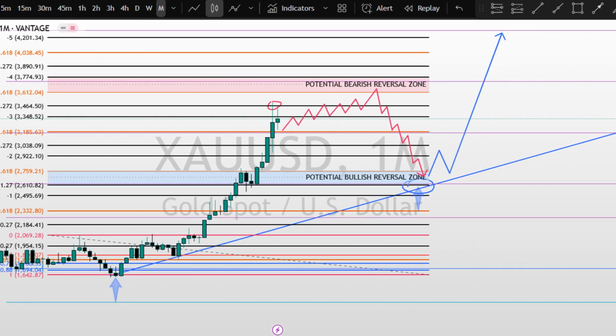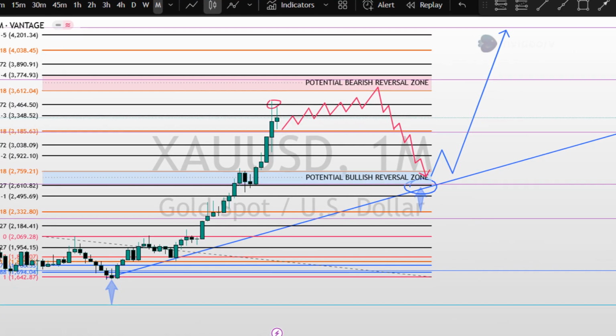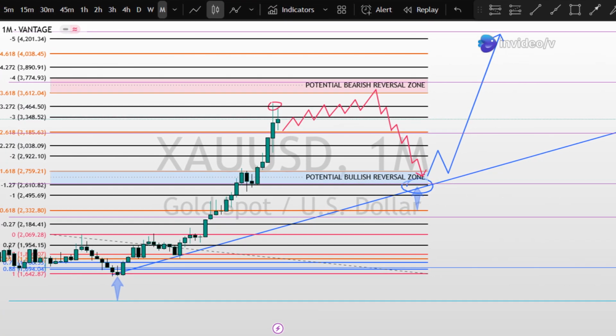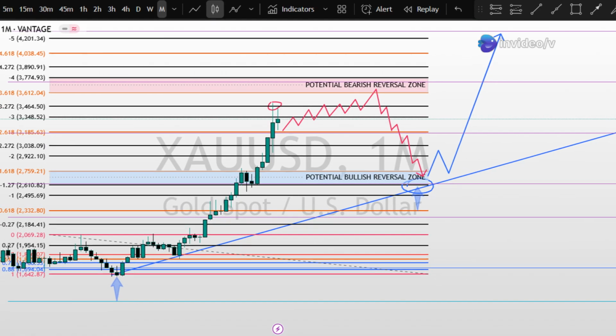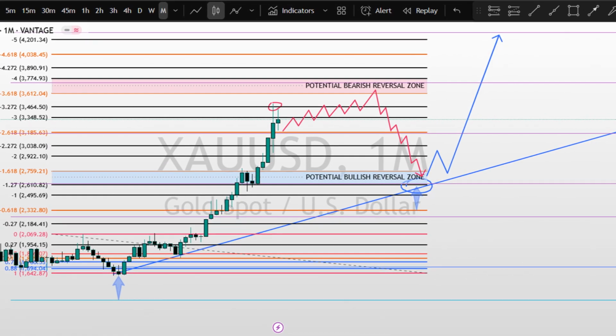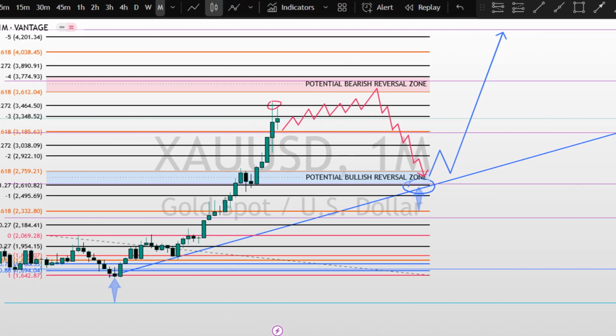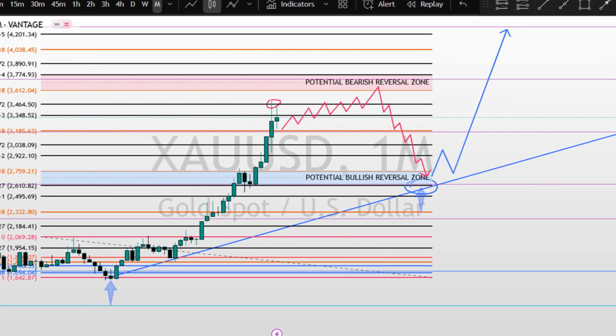Fibonacci extension suggests a bearish drop toward -3.618 or -4.0 levels, with possible correction toward -1.618 or 1.27. If no reversal holds, we target the R2 pivot at 2,626.